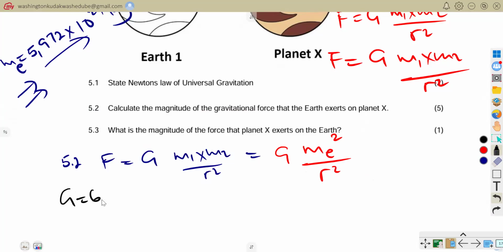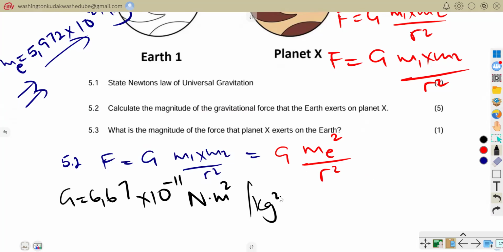G is equal to 6.67 times 10 to the power of negative 11 Newton meter squared per kg squared. That is the value of the gravitational constant that we usually use.